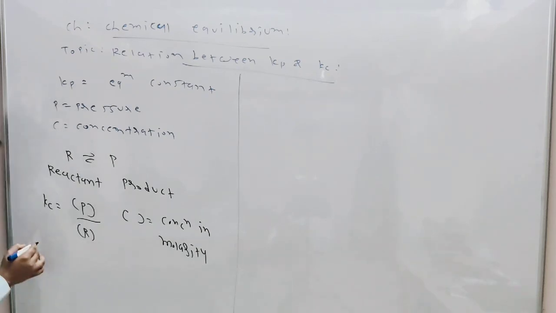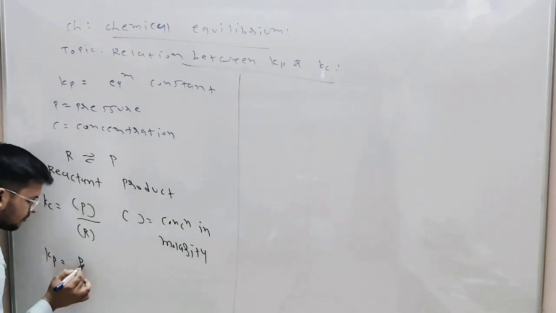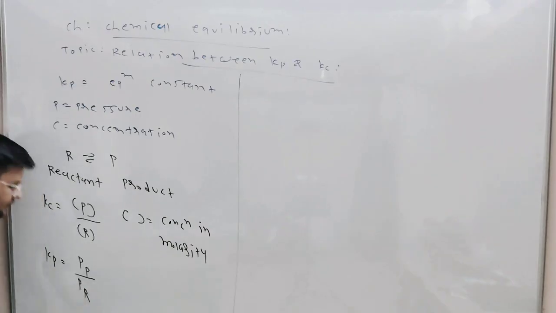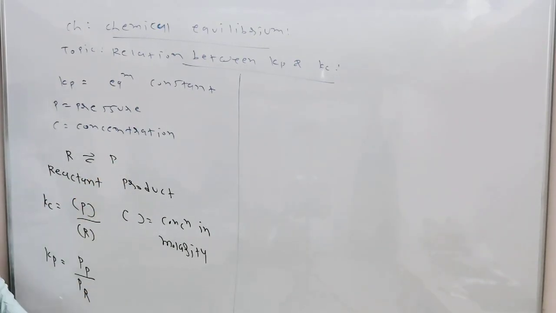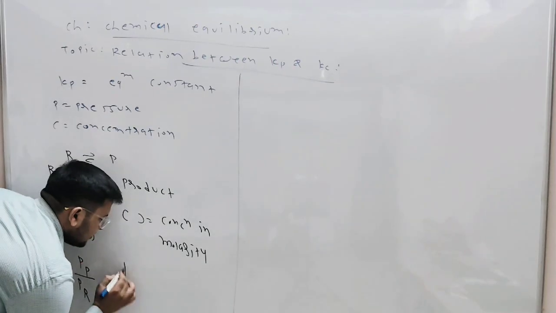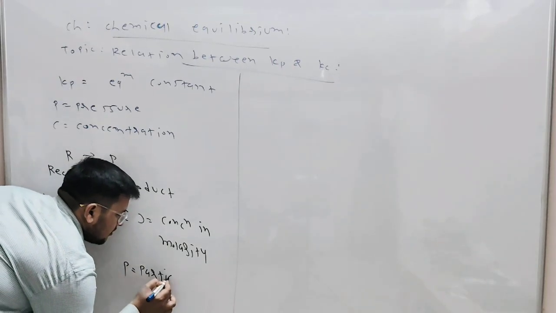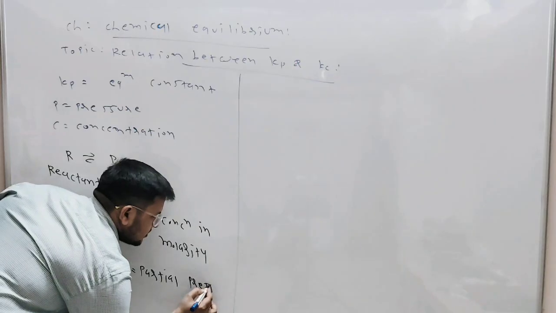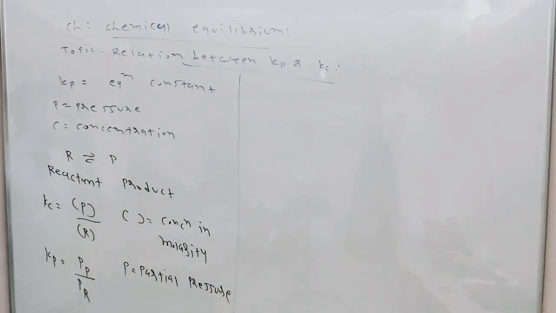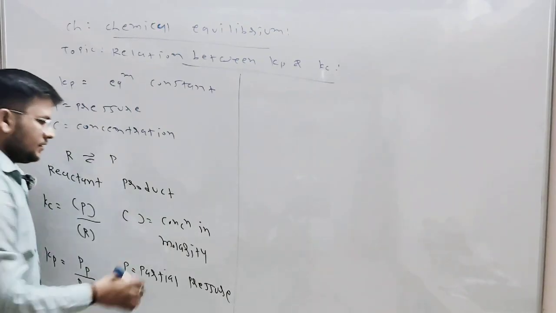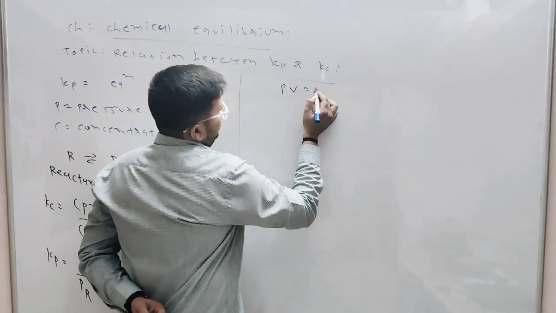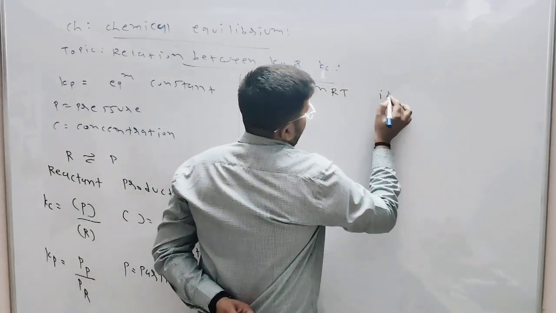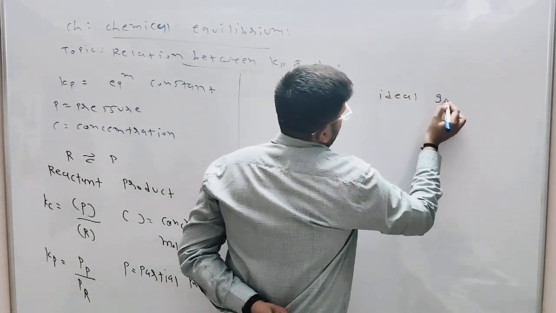Next we will talk about Kp. Kp is the partial pressure of P by partial pressure of R, that is, partial pressure of product by partial pressure of reactant. This P is for partial pressure. We know before in this chapter what is partial pressure, what is concentration, what is molarity. Now we have the equation PV is equal to nRT, which is called the ideal gas equation.